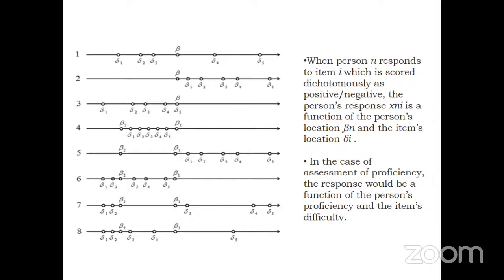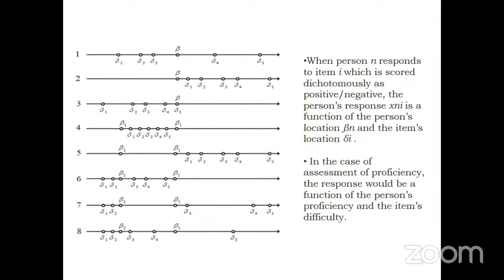Now consider the second one. How many items will the person get correct? 0. Right. What about the others? Are you all able to understand? Yes, ma'am.